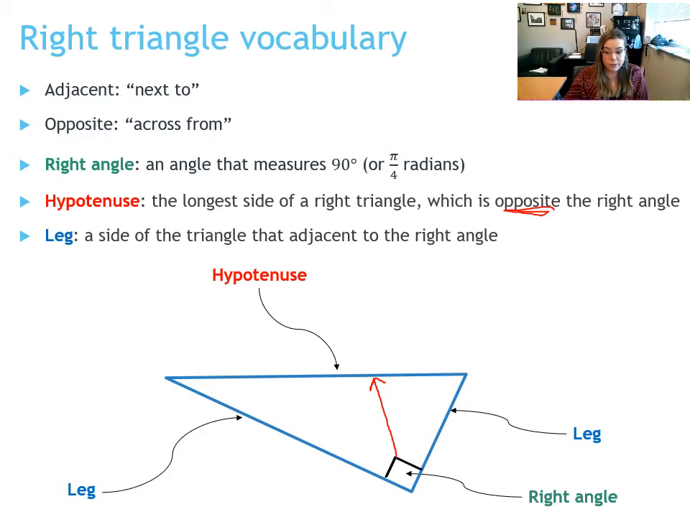So the hypotenuse is special. That one is across from the right angle. It is the longest side of the right triangle. The other two sides, those are called legs.